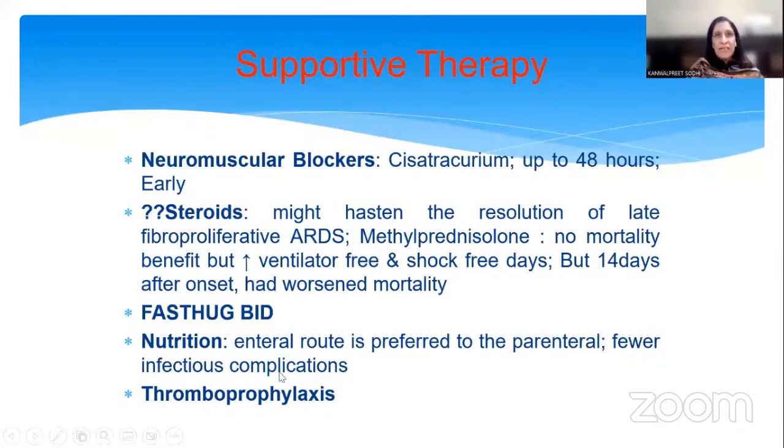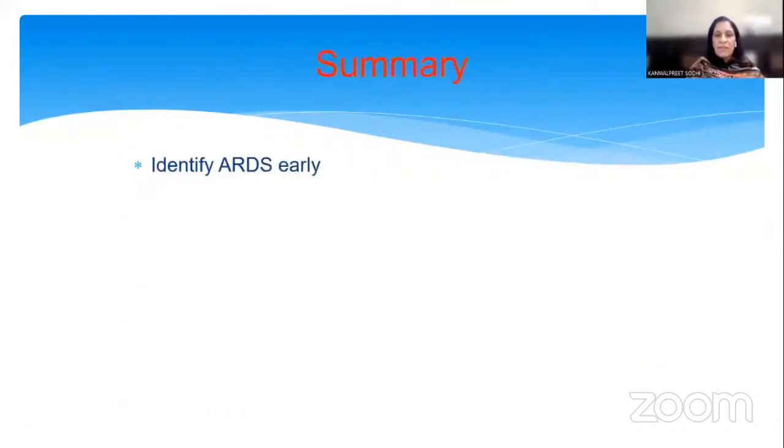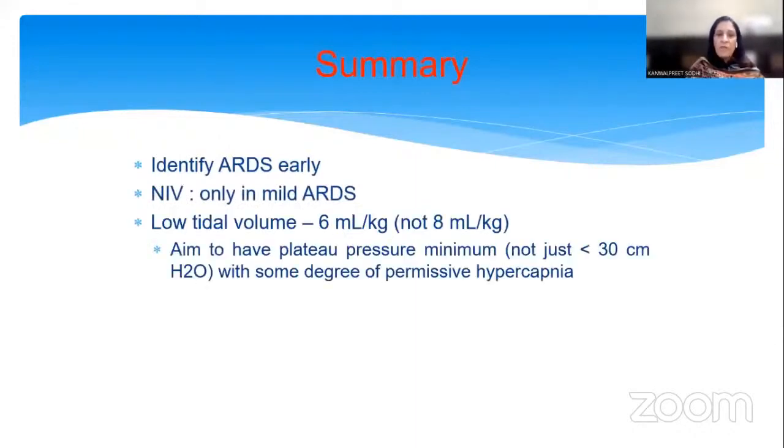Nutrition: start early, especially enteral nutrition, which is the preferred one. And thromboprophylaxis for all patients if there is no contraindication. So to summarize, identify ARDS early, NIV option only for mild ARDS. We have to ventilate with low tidal volume, 6 mL per kg, not 8 mL.